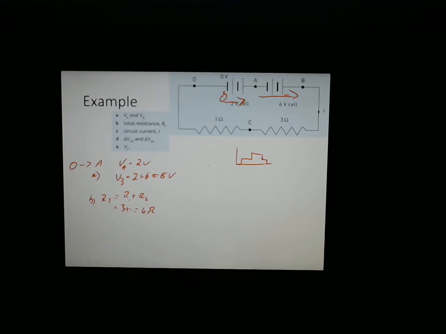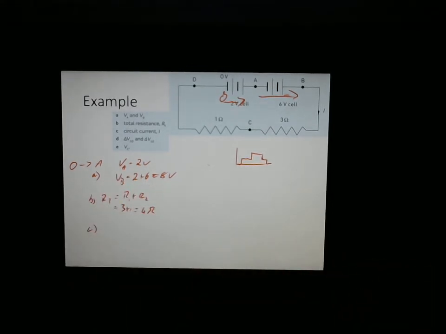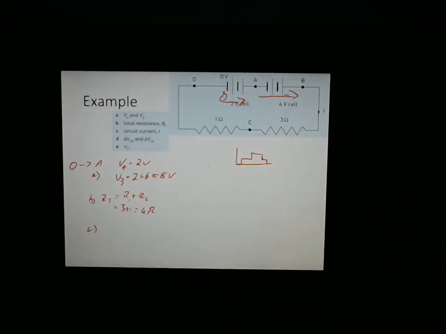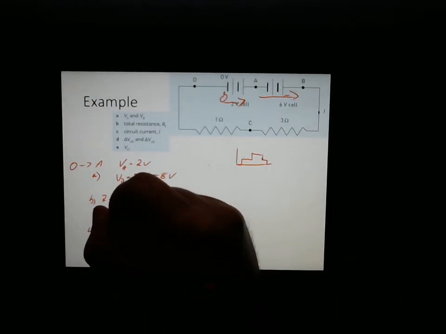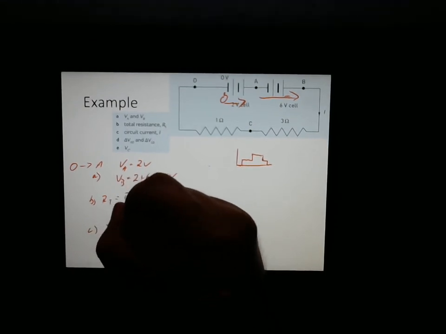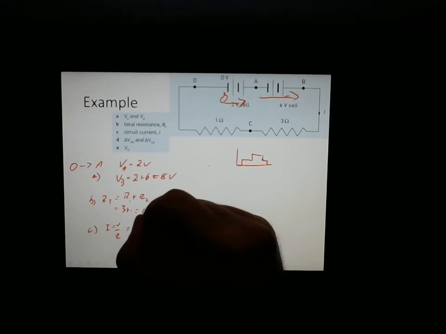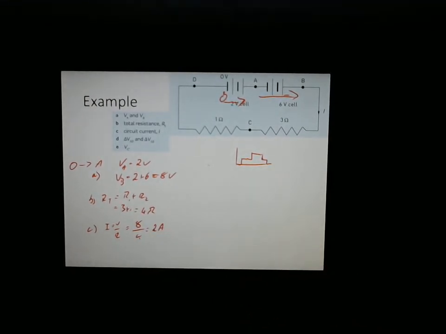Now we need the circuit current. So the circuit current, or the total current, we can use a simple Ohm's law. We know that there is 8 volts being applied in total, because we've got this 2 plus this 6, and we know that the total resistance is equal to 4. So let's see, I equals V over R from Ohm's law equals 8 divided by 4 equals 2 amps, so quite a lot of current.